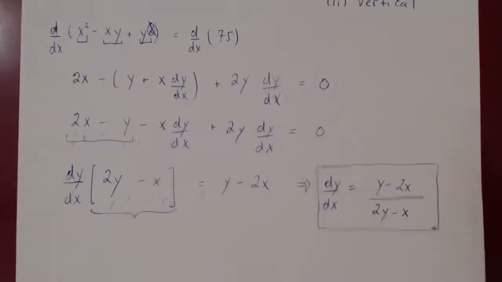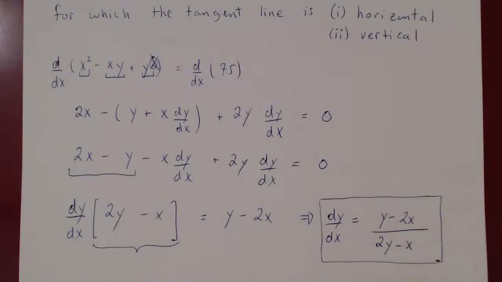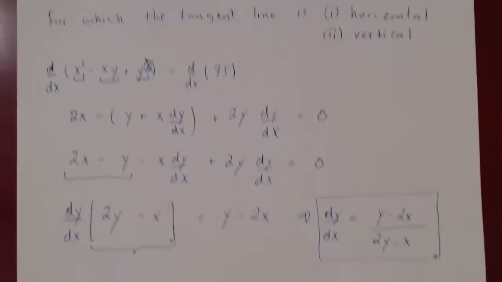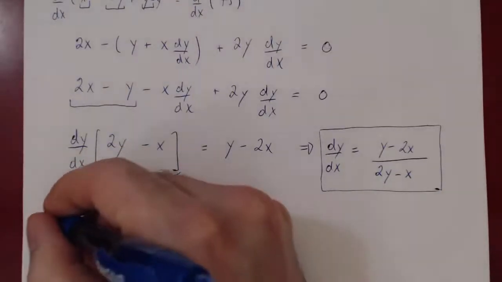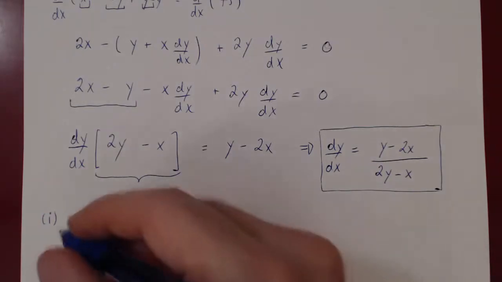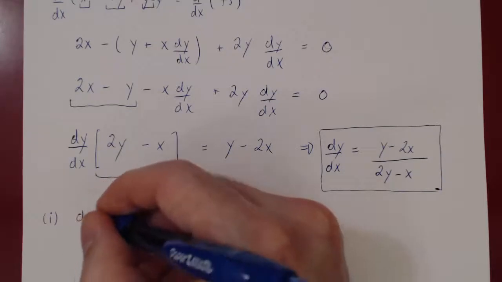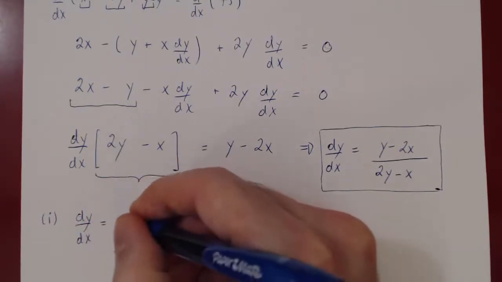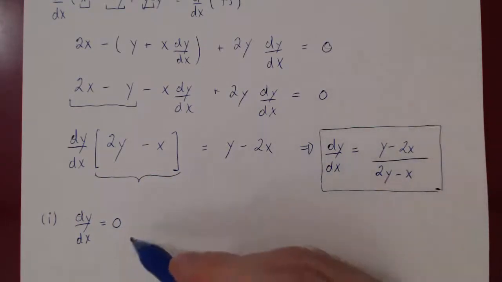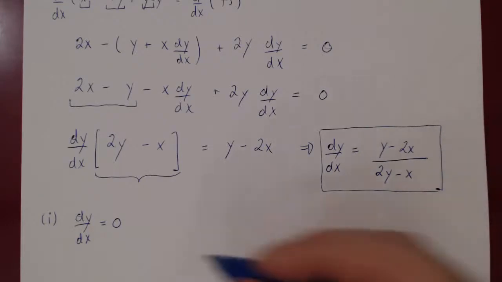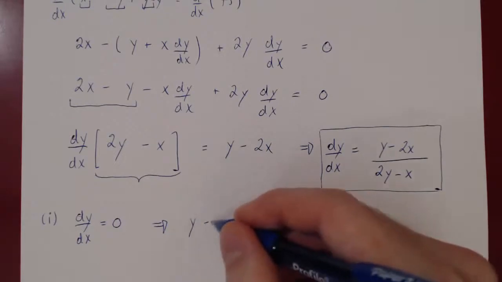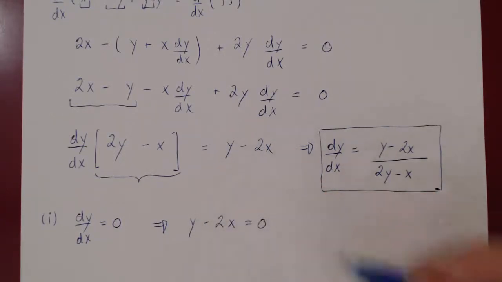Now that we have the derivative, we can answer our two questions. Let's start with I. We're looking for points on the curve where the tangent line is horizontal. As we've said previously, a point on a curve will have a horizontal tangent line if the slope is 0, hence the derivative must be equal to 0. Well, our derivative is a fraction. The only way a fraction is 0 is if the numerator is equal to 0. So y minus 2x must be equal to 0.